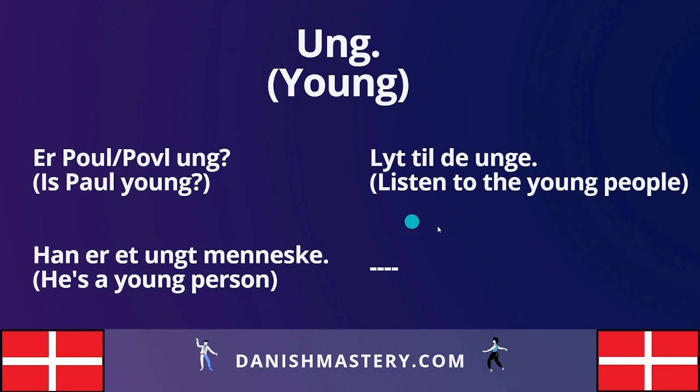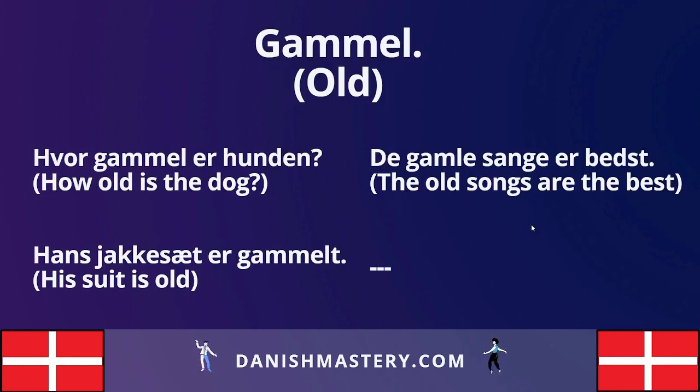Ungt. And then the third one. Lyt til de unge. Listen to the young people. So this is kind of interesting because it's a command. Now this is not really about verbs, but still, look at it. Lyt is a command. They're telling you to listen to the young people. Like that. And then we have gammel.